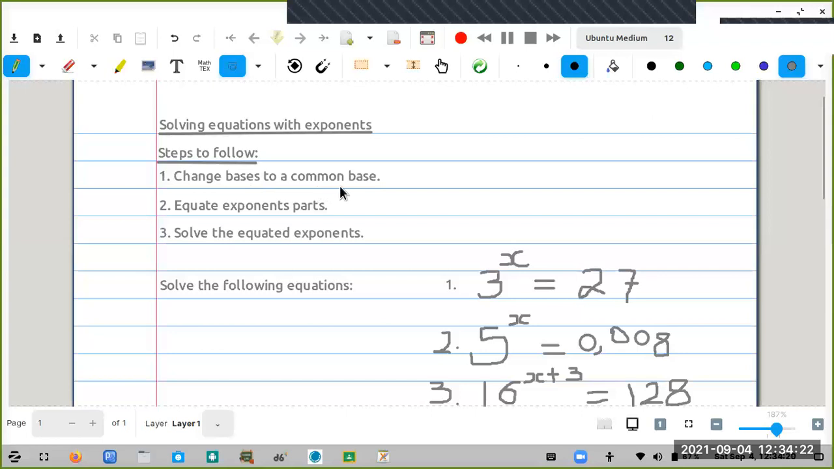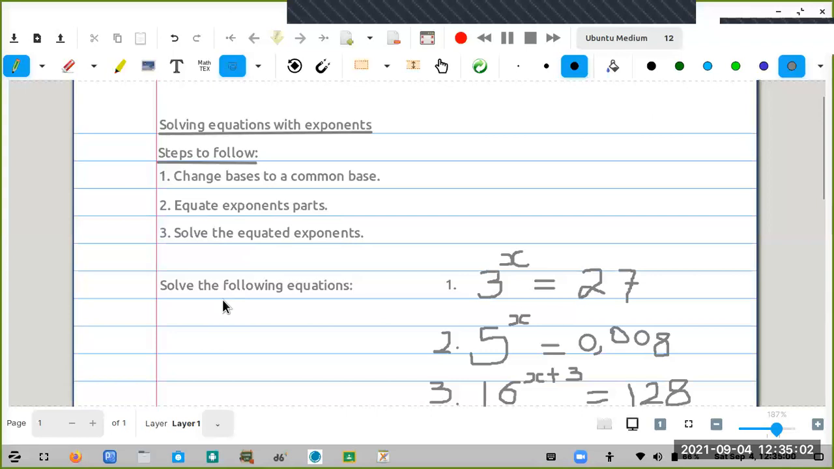Then the second thing, we equate exponent parts. In other words, we've got the exponents that we have there, so we'll just make an equation out of the exponents only. Then number three, solve the equated exponents. So the exponents that we have in number two are the ones that we are going to solve to find the variable x.